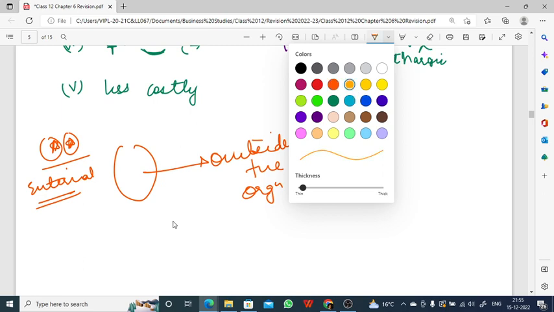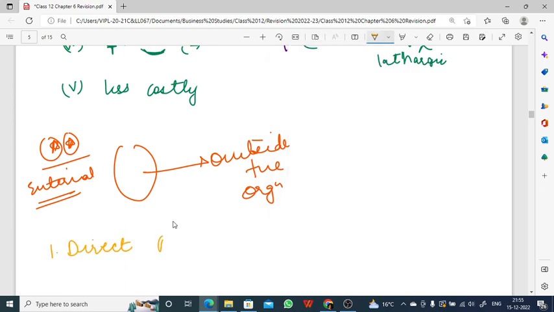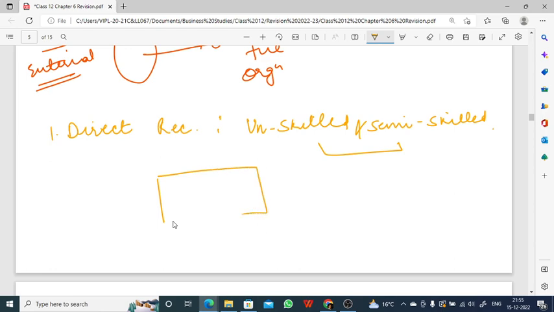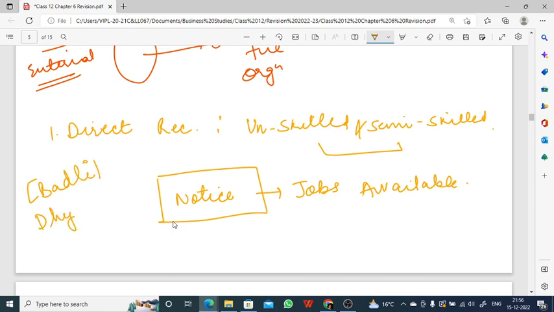Okay, number one is direct recruitment. When I'm talking about direct recruitment, these are basically the badli workers, people who are unskilled or semi-skilled. They will place a notice maybe on the gate of the organization or on the notice board. Ek notice laga denge, that these are the jobs available and whosoever wants to work can come and fill the casual vacancies. These are basically what are called dhyadi mazdoor in Hindi, badli or dhyadi mazdoor, daily wages kind of work.